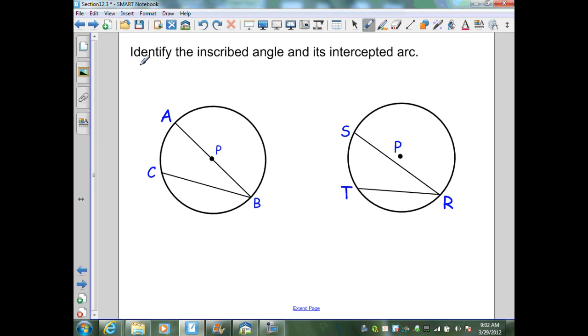On the first diagram, the inscribed angle is ABC, and its intercepted arc is arc CA. In the next diagram, the inscribed angle is SRT, and the intercepted arc is arc ST.